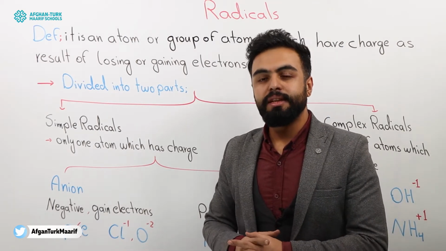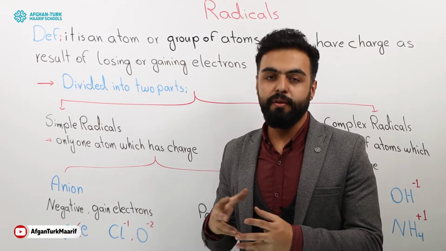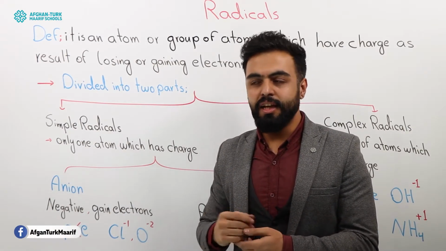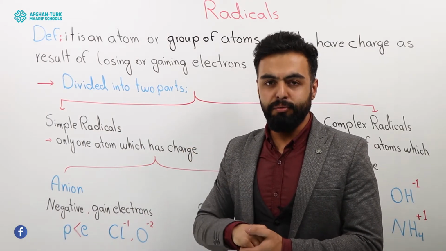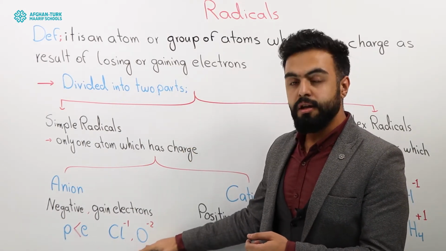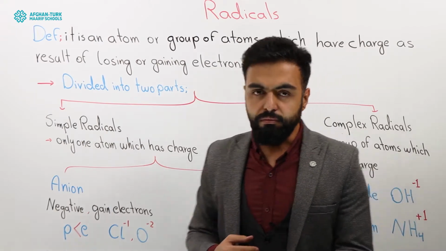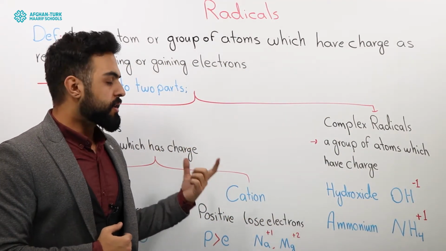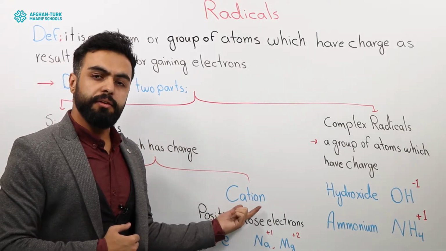Oxygen totally has 8 electrons, and when it wants to complete the last shell, it receives or gains 2 more electrons and it becomes -2. The second part of ions or the simple radicals is cation.